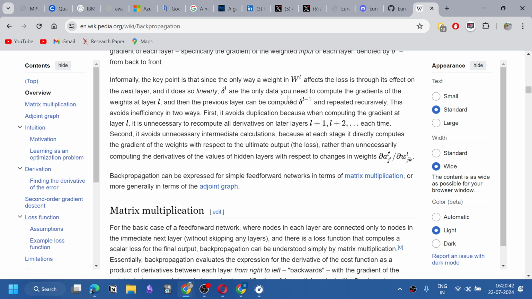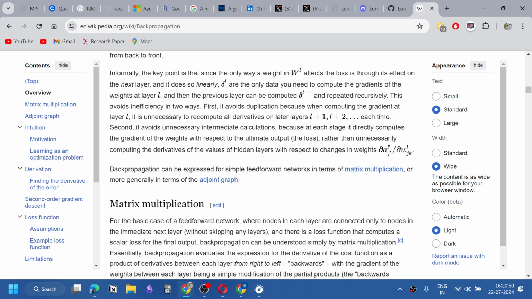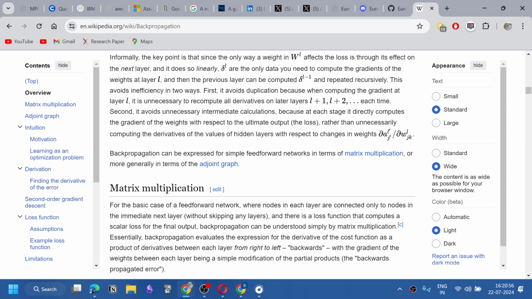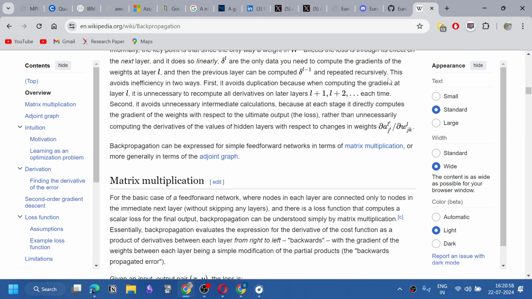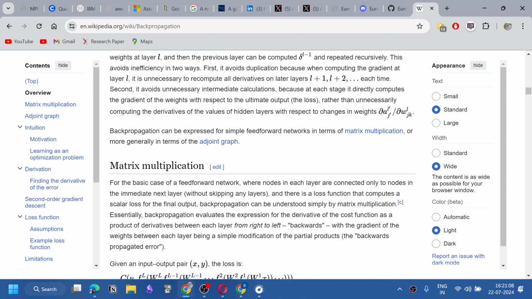The only data you need to compute the gradient of the weights at layer l is the gradient of the next layer, and the previous layer can be computed and replaced recursively. This avoids inefficiency in two ways. First, it avoids duplicate calculations: when computing the gradient at a layer l, it is unnecessary to recompute all the derivatives on later layers l+1, l+2, each time.